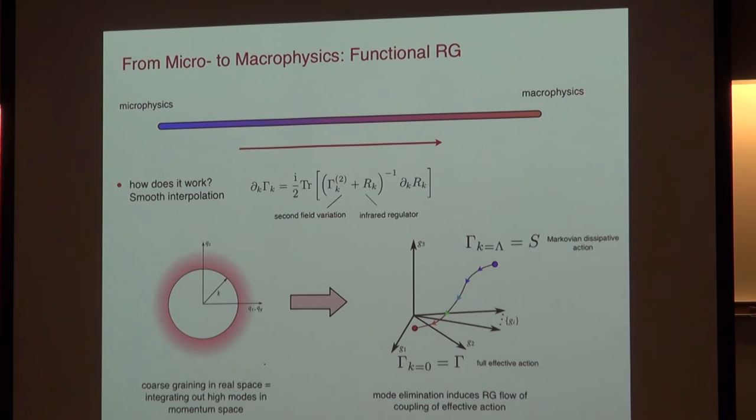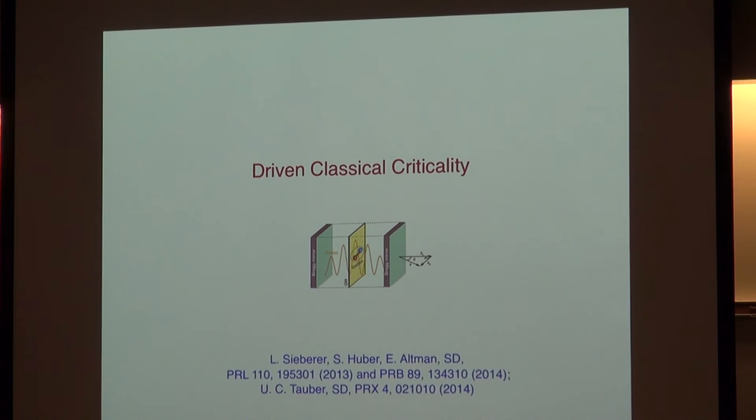Now, how does it work? Well, as in any RG, we just integrate out high momentum modes instead of coarse graining in real space. And what this does, and that's a thing that I would like you to keep in mind, is a smooth interpolation between the microscopic physics of this problem and the physics including all the fluctuations. So integrating out these high momentum modes, we redefine the action at a smaller scale. And this gives rise to a flow of all the coupling parameters spanning this action, which is called the renormalization group flow. We'll see it now at work.